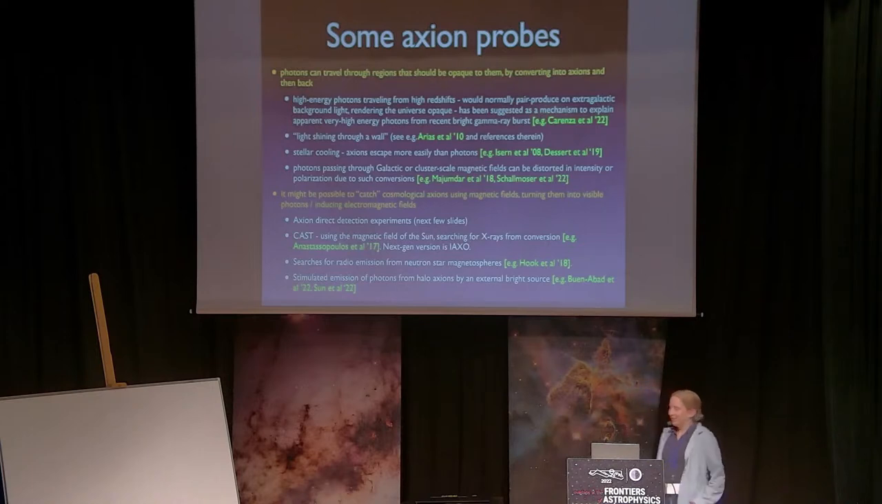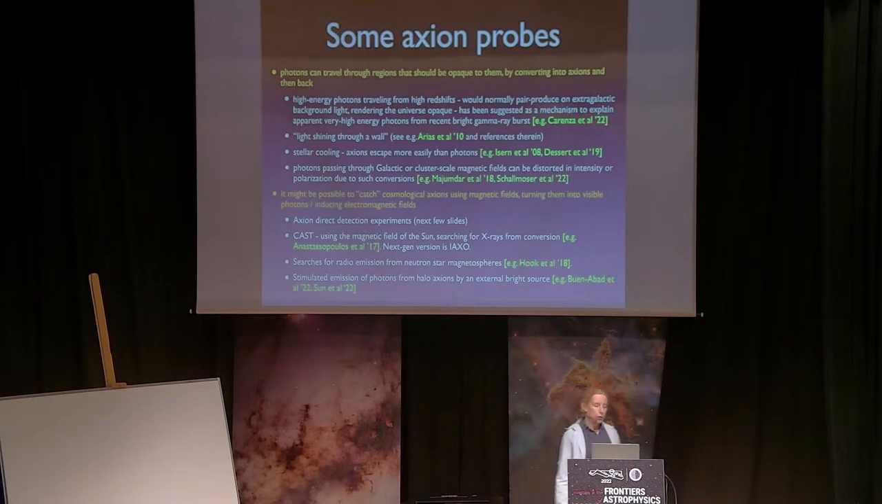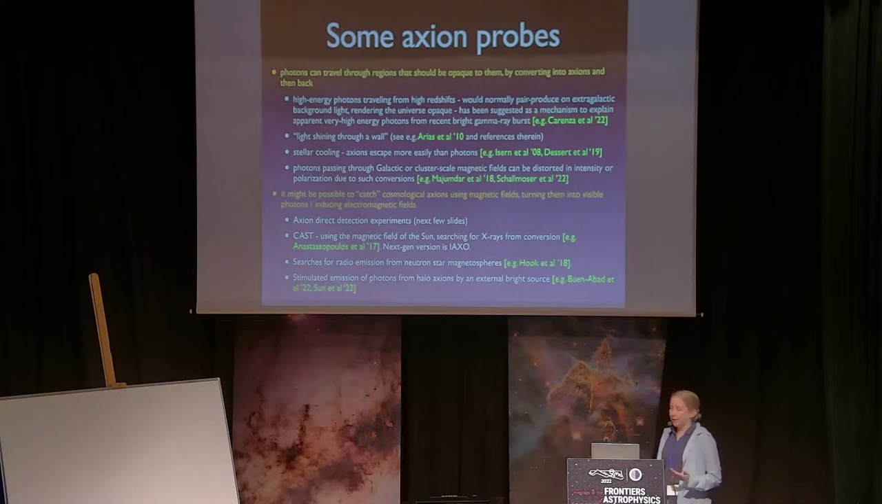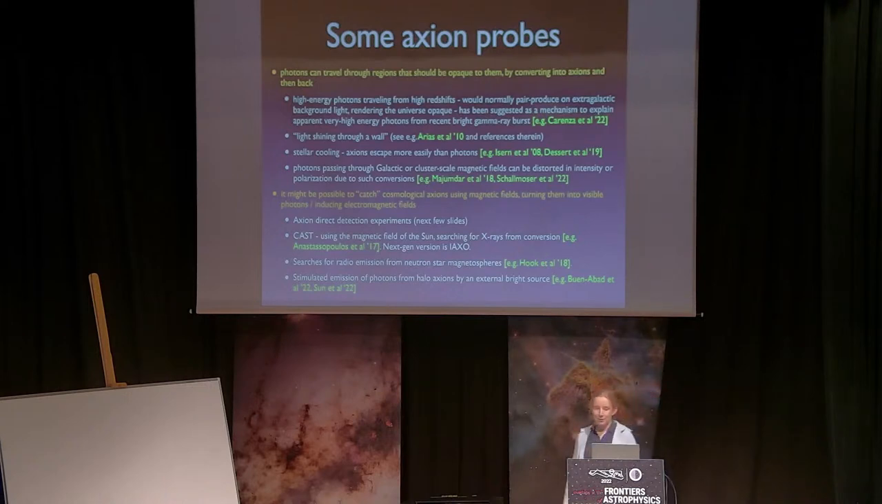Here are a bunch of examples of things that you can do with that coupling. High-energy photons traveling from very high redshifts would normally experience an opaque universe because they can pair-produce on the extragalactic background light. But if they can convert into axions for part of their travel to us and then convert back into photons in our galaxy, that could explain the observation of very high-energy photons from distant sources. And this has been suggested as a mechanism to explain some apparent very high-energy photons from a recent bright gamma-ray burst, although it's still not totally clear if the photons are, in fact, associated with the burst. There is a whole ensemble of light-shining-through-a-wall experiments.